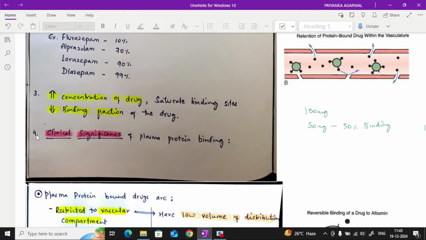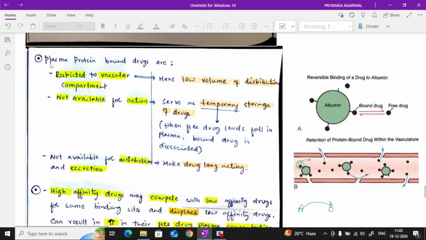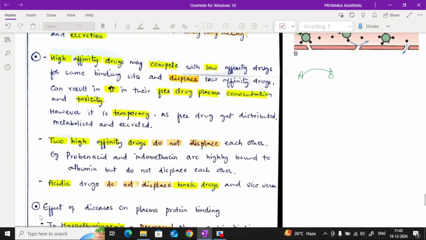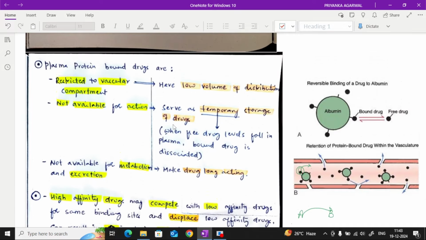Now coming to the clinical significance of plasma protein binding. So why is plasma protein binding important for us? Okay, so we will learn the clinical significance in 3 points. So what happens when the drug is bound to plasma proteins? Okay, so why is it clinically significant?